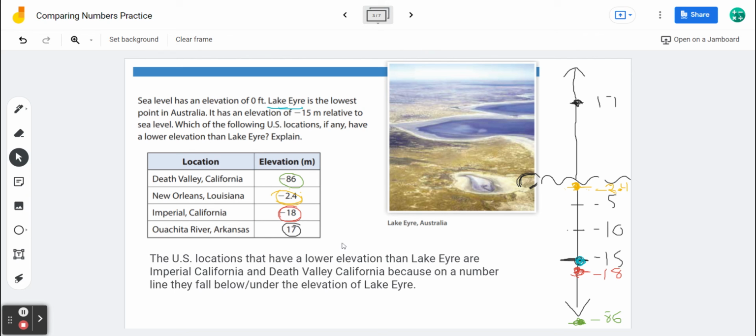If you have any questions with this problem, go bother me and ask me. I'd be happy to go over this with you. We're going to move on to number 4 now.